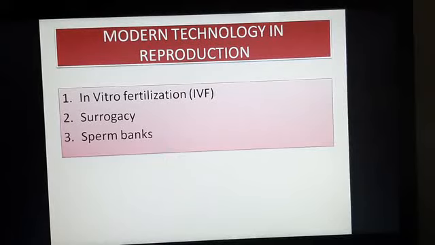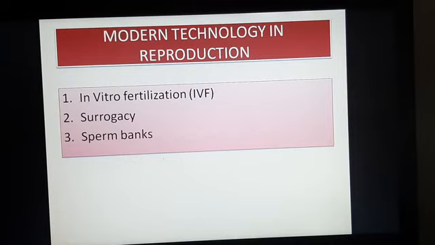In this section of the lesson, we will be looking at some modern techniques that can help couples who cannot have children to have children. There are three methods mentioned in your book: in vitro fertilization, surrogacy and sperm banks.